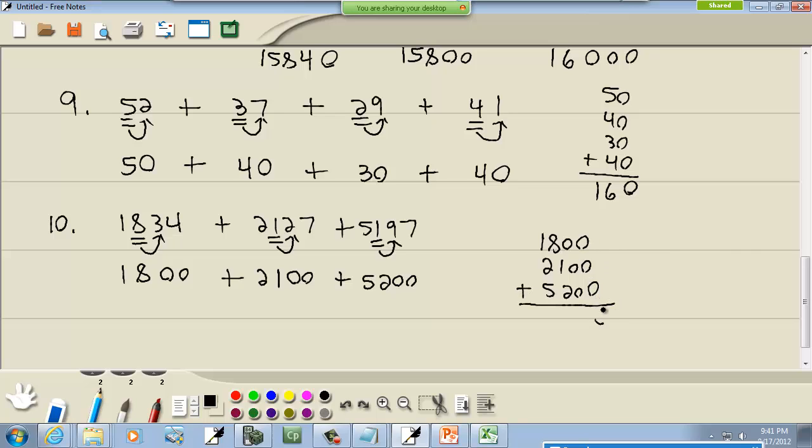And then add them together. 0 plus 0 plus 0. 0 plus 0. 8 plus 1 is 9. Plus 2 is 11. Put the 1, carry the 1. Yeah, that's right. 1 plus 1 is 2, plus 2 is 4, plus 5 is 9. So our answer is 9100.